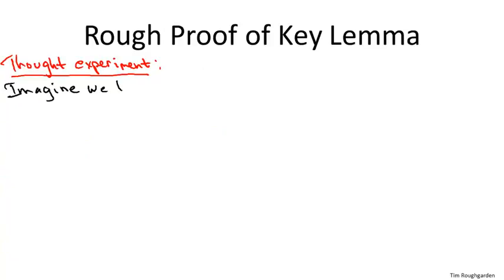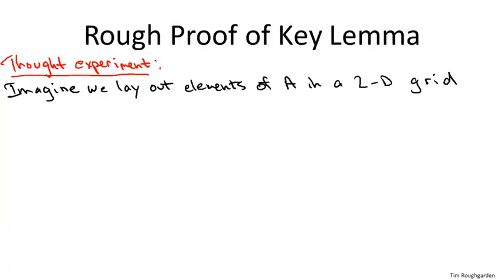So what we're going to do is a thought experiment for the purposes of counting how many elements of the input array are bigger than our pivot choice and how many are smaller. So in our minds, we're going to imagine that we take the n elements in A and we arrange them in a 2D grid.